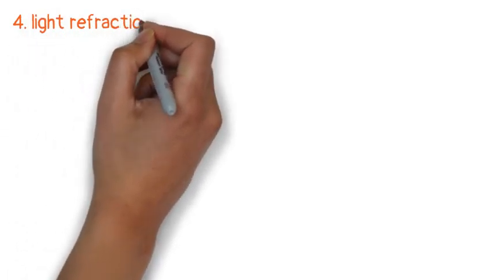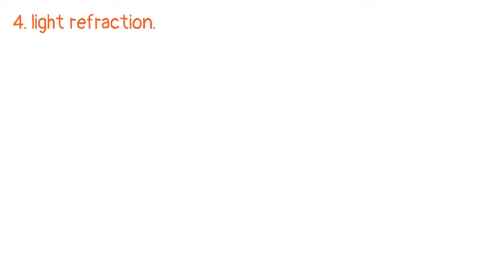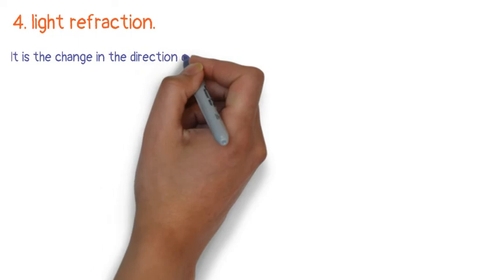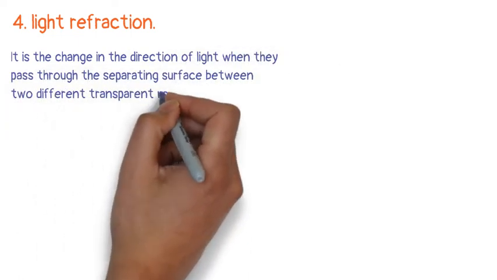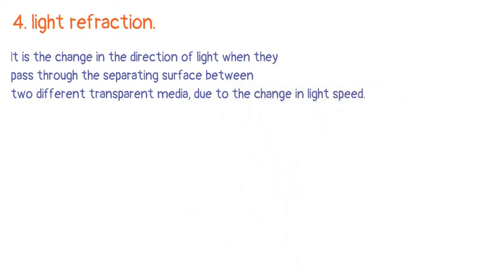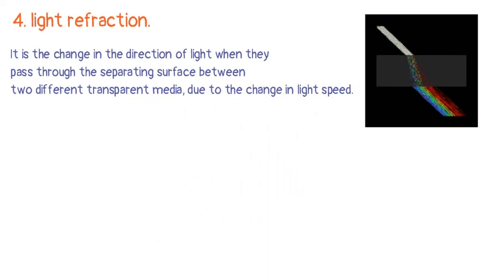The fourth property is light refraction. What is meant by light refraction? Light refraction means the change in the direction of light when it passes through the separating surface between two different transparent media. Due to what? Due to the change in the speed of the light.